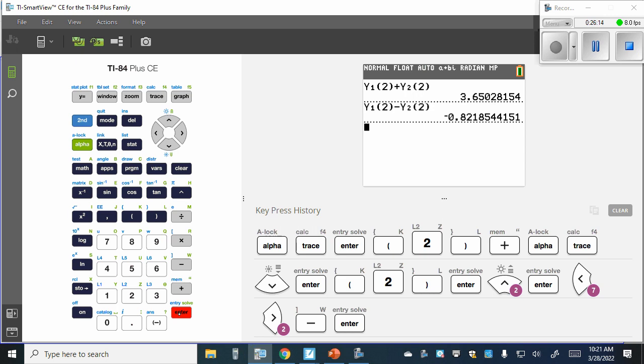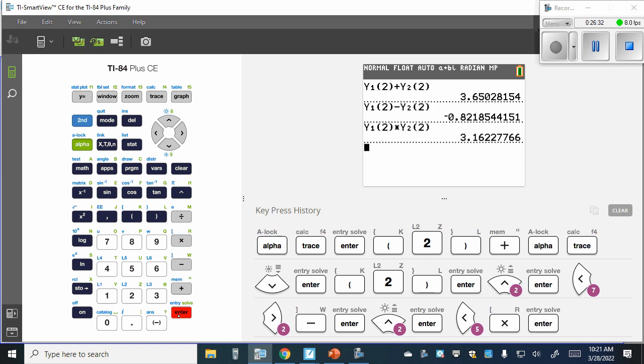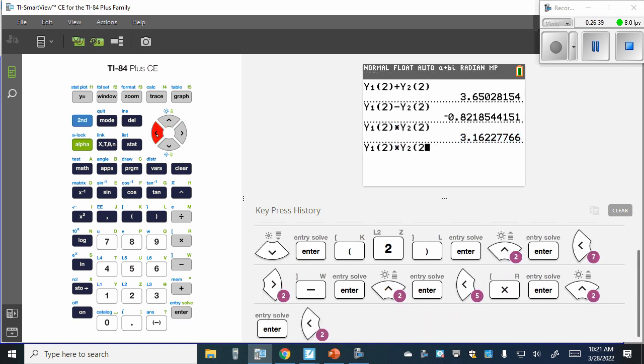So if we subtract the two, we get negative 0.8218544151. And if we wanted to do multiplication, we can do the same thing. Go up, select it, and go over, change it from subtraction to multiplication. And we can also divide.